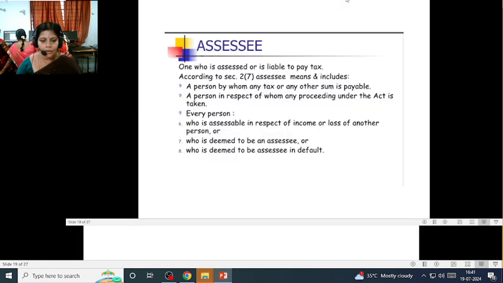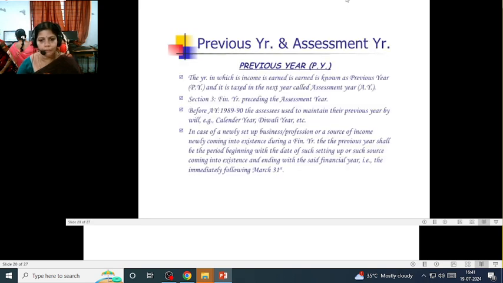What is assessee? One who is assessed or is liable to pay tax. According to section 2(7), assessee means a person by whom tax or any sum of money is payable under the Income Tax Act. So the person is deemed to be an assessee or a deemed assessee in default. What do you mean by previous year? Previous year is nothing but the year starting from 1st March of the particular year ending 31st March of the year which is preceding the current assessment year.